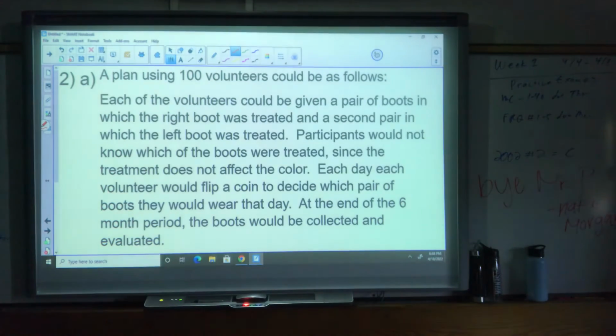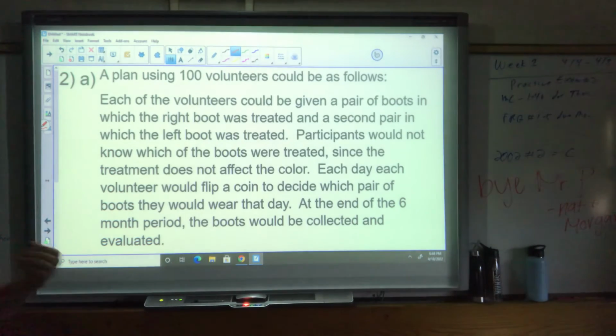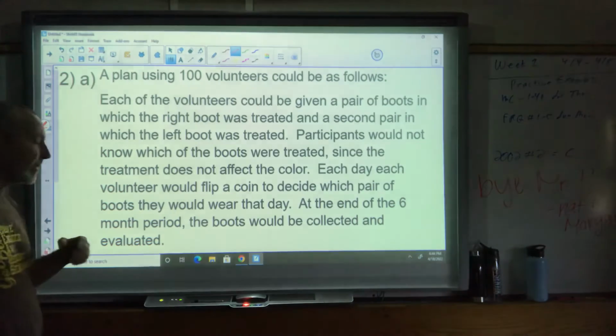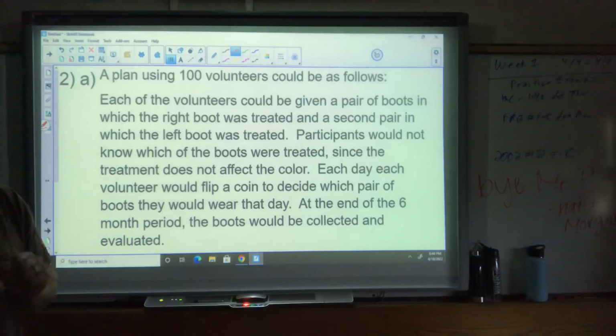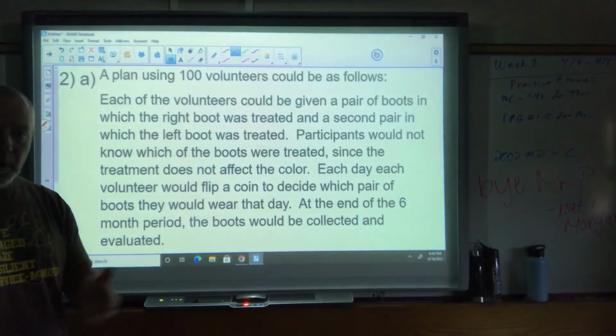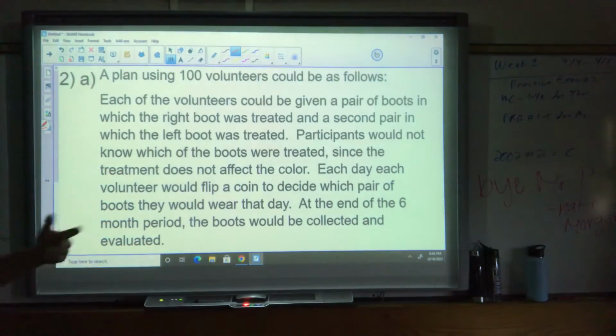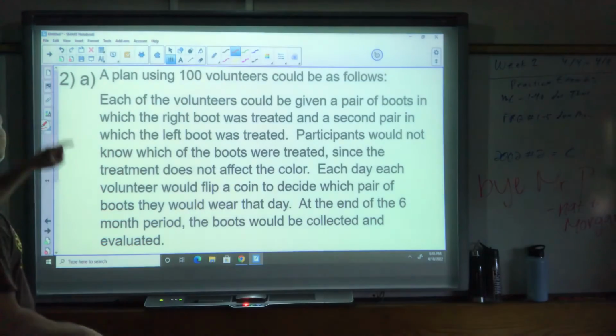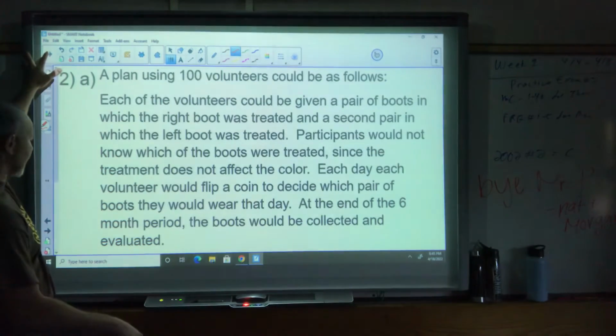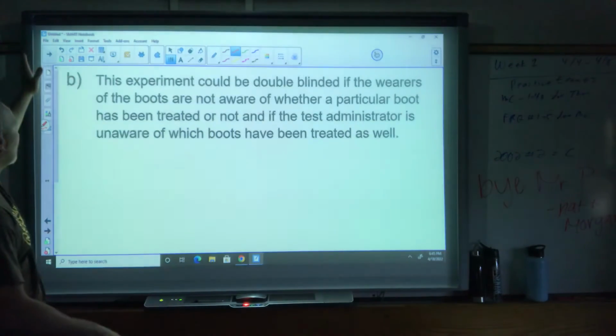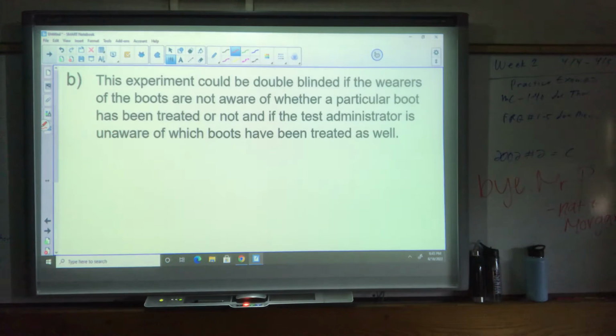Part B, could our experiment be double-blinded? Sure. We already talked about the people wearing the boots aren't going to know which boot is treated or not. They can't tell by the color. And then to be double-blinded, those people running the experiment and possibly distributing the boots and also measuring the wear of those boots would not know which boots were which until the results were compiled at the end. Okay, and that should be here, part B. It could be double-blinded. There we are.